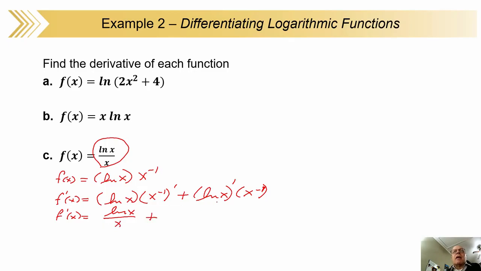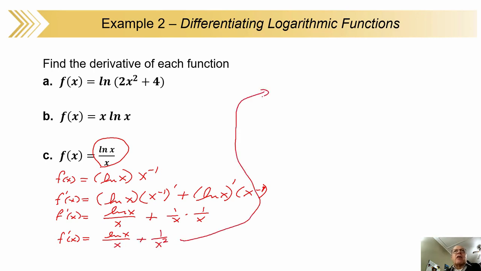plus, now what have we got here? We need to take the derivative of the natural logarithm of x, that's 1 over x, and this is 1 over x. So our derivative of that original function will be the natural logarithm of x over x plus 1 over x squared. Now you want to get a little bit exotic? Alright. If we look at both of those, we've got a common denominator of x squared.